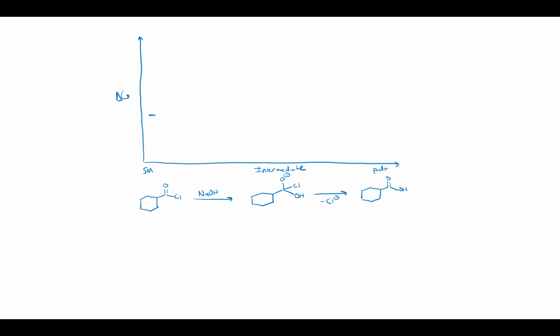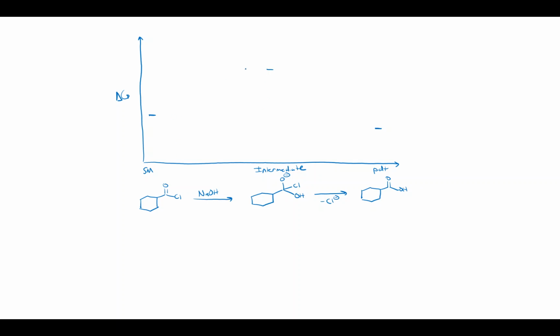An acid chloride and a carboxylic acid are pretty close in energy. I would say the carboxylic acid is a little bit more stable, so we'll have that thermodynamic stability reflected there. The intermediate being charged is much less stable. We have a neutral starting material and a neutral product, but the intermediate has this charge on it. It's clearly less stable, so we're going to push that up here a little bit.